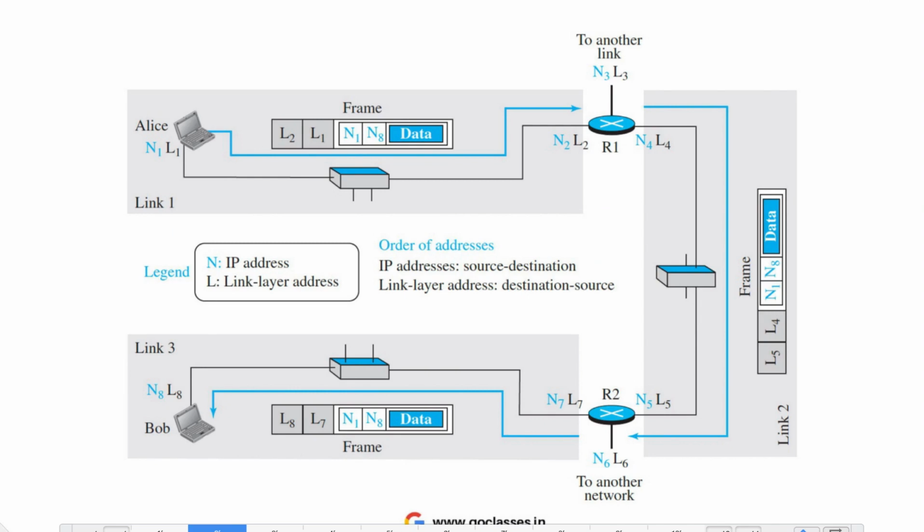Suppose that there is a frame, in that you already have a packet, which means there will be a header of IP protocol which will be having source and destination IP. So this is a header of IP protocol which is having source IP and destination IP. Just check it. Source IP is N1, destination IP is N8. And this is data link layer header.